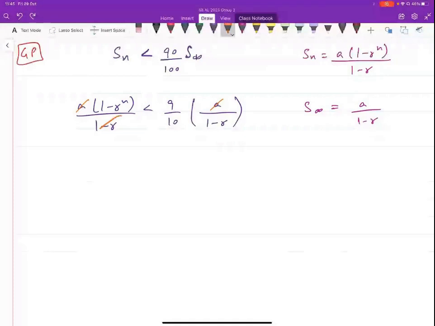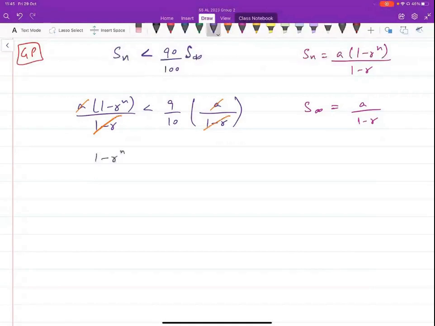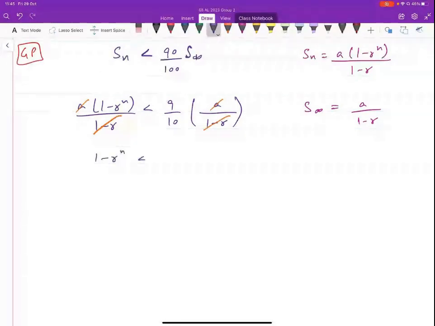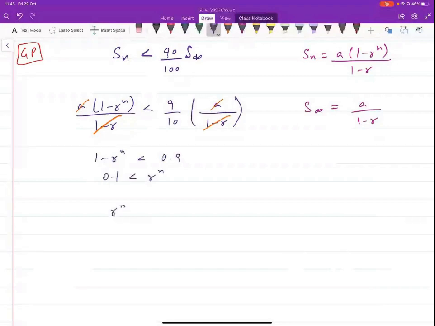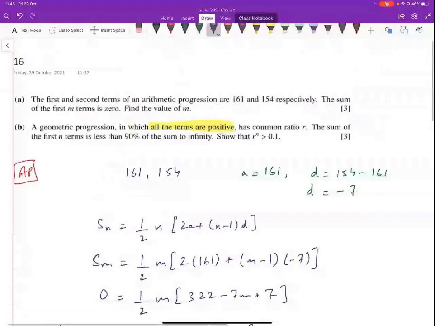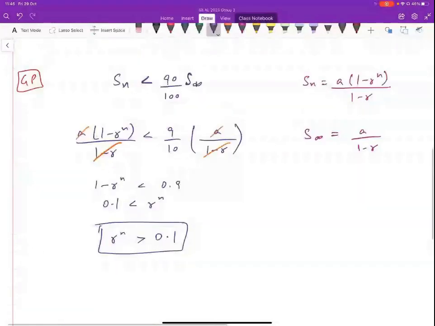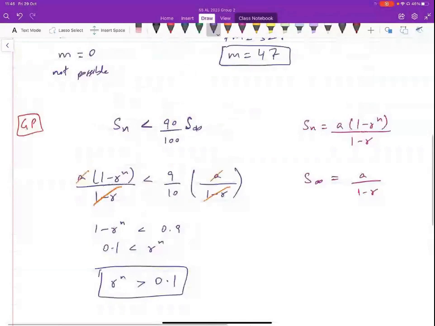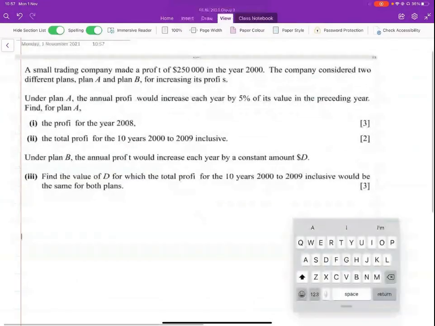Similarly, we can cancel 1 minus r and 1 minus r in the denominator. What are we left with? We're left with 1 minus r raised to power n less than 0.9. You rearrange this, it becomes 0.1 less than r raised to power n, and r raised to power n is greater than 0.1. And this is what we had to show. Is this okay to everyone? Any questions on this? Okay, let's start with this.